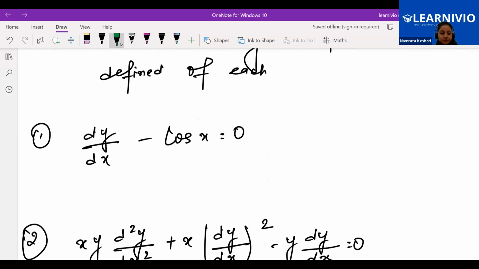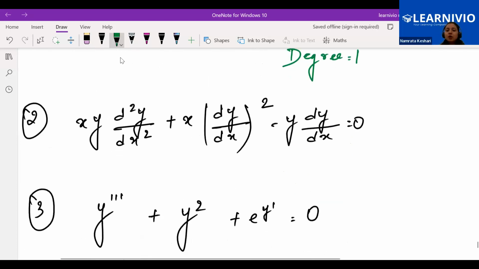Yes, Murtaza. Order is 1. And degree? Degree also should be 1. Exactly, the degree is 1. Degree means the power. The power of this dy by dx is 1 over here. Now here, what is the order?